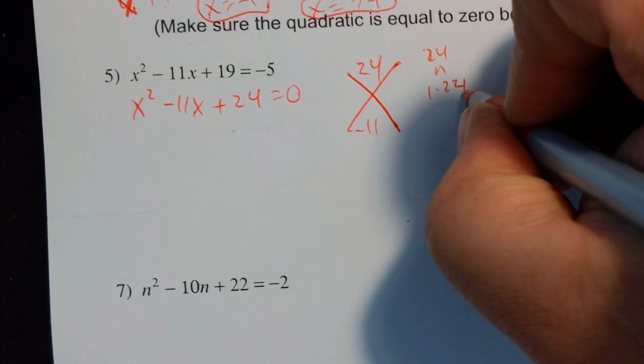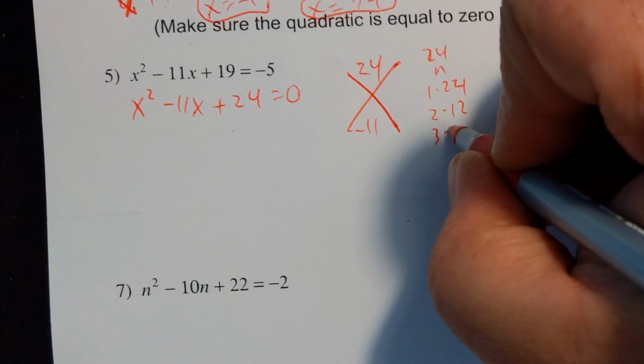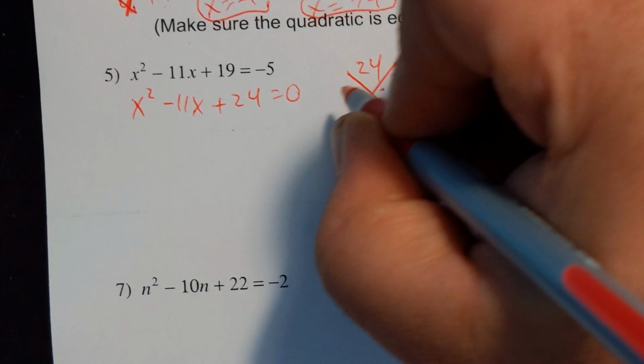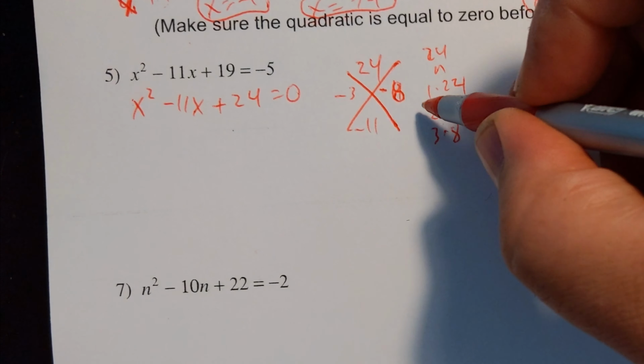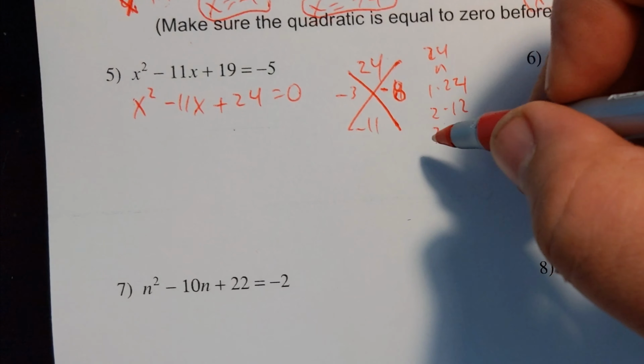1 times 24, nope. 2 times 12, nope. 3 times 8, that can give me 11. So if they're both negative 3 and negative 8, that would multiply and make a positive 24, and negative 3 combined with a negative 8 would give me negative 11.